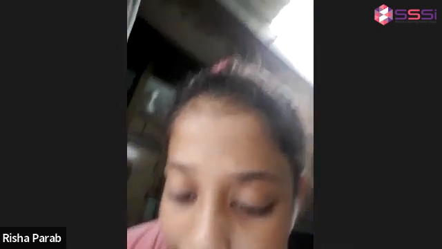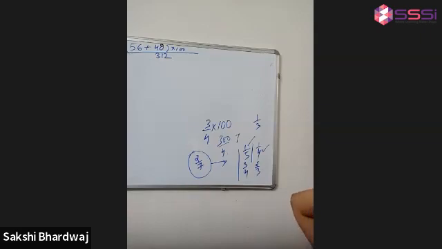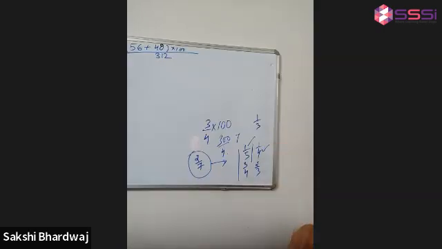Okay, I've not learned that. Everyone knows this. For 1/5, just divide 100 by 5. 5 twos are 10, so it is 20%. 1/4 means 100/4. It is 25%. You will learn.